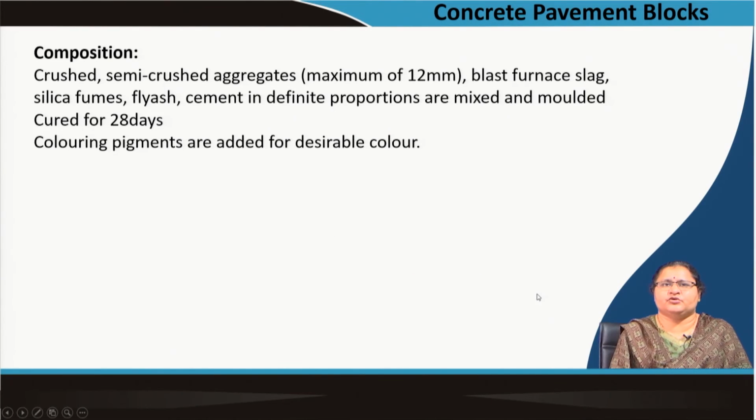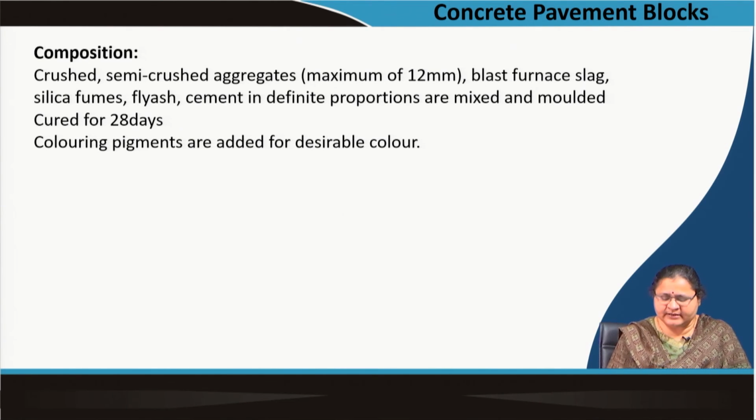So, let us come to the composition and then the uses. It is crushed, semi-crushed aggregate. Maximum size is 12 millimeter depending on the load it is going to carry. Blast furnace slag, silica fumes, fly ash and cement. They are mixed in definite proportions and molded out. I have already referred to the code, the standard which is to be followed, and they are cured for 28 days.